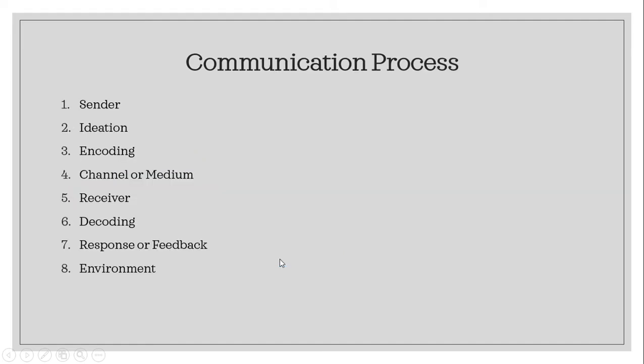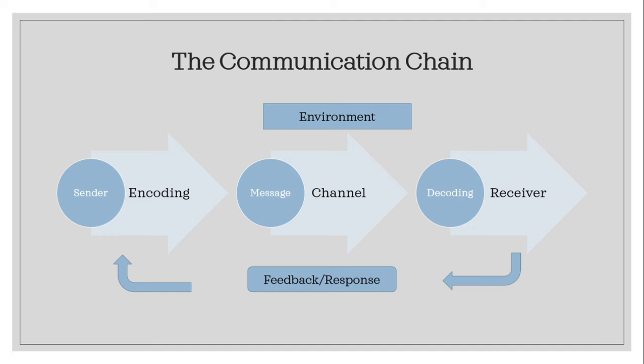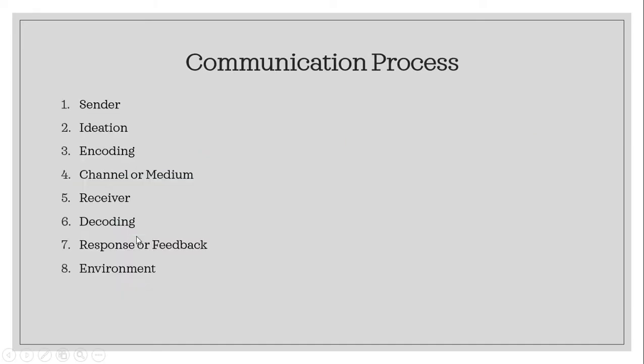So first is the sender. A person or people who have an idea in their mind that needs to be shared with another person or people. So the sender is a person. Then the second is ideation. To communicate, the first requirement is that the sender must have some thought inside his or her mind. This step is called what?